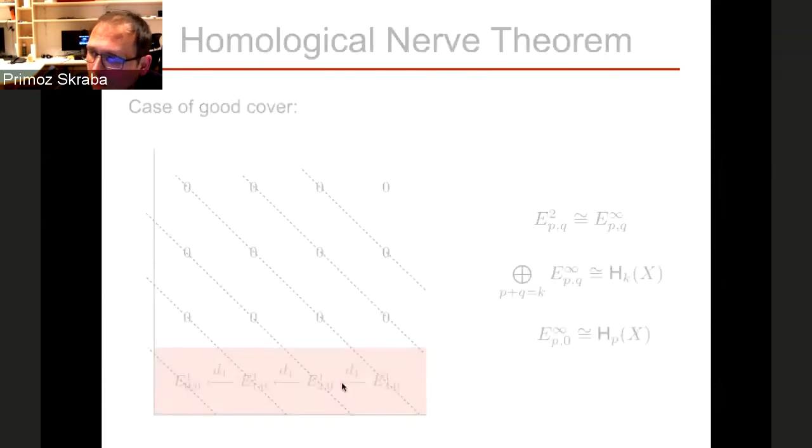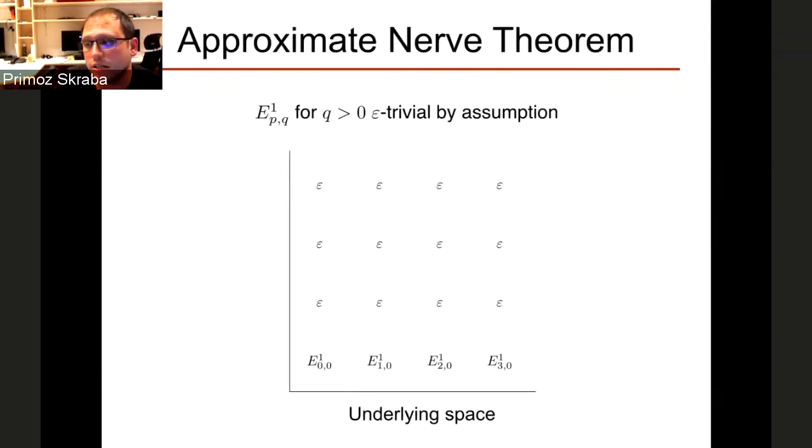So now we want to extend this to an approximate good cover. Let's look at what this assumption means again on the E1 page, because it makes sense to think of it in terms of homology. So instead of zeros, essentially, I'm going to replace things that are epsilon trivial. Rather than 0, I'm going to put epsilons here, and this is really the homology. This is really the underlying space, the real underlying space with the real function, and with the given cover the double complex has this property.